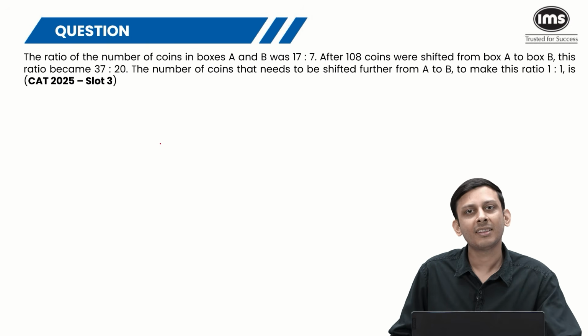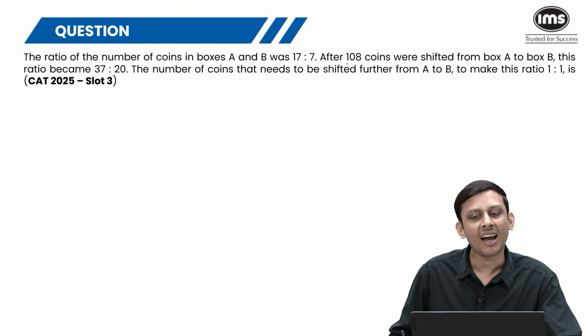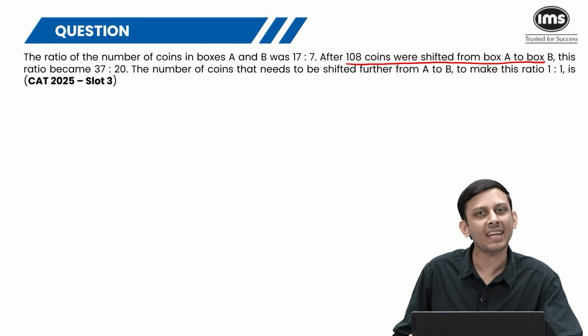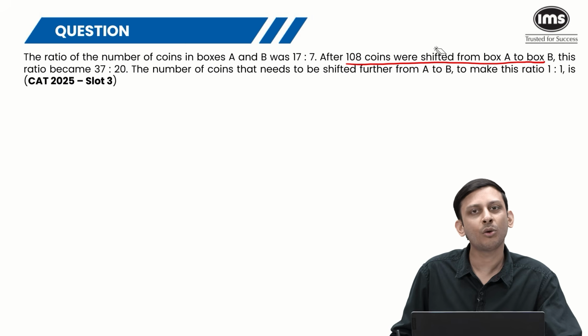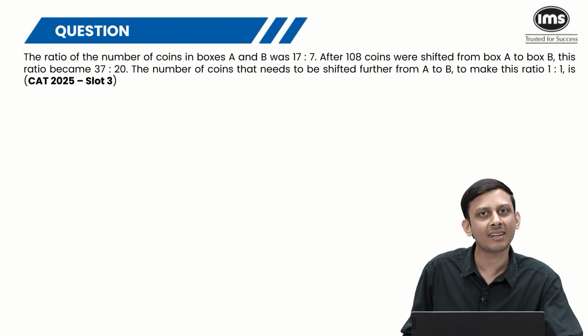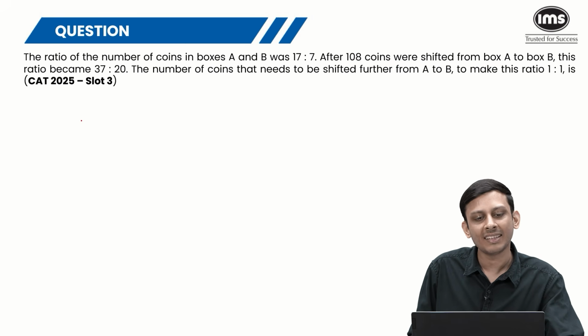So for the better method, we have to think that the total number of coins in A and B combined remains the same. If you look at A and B together, what is happening is 108 coins are being shifted from A to B, but the total of A and B is still the same. It's just from one box you are shifting to another box.